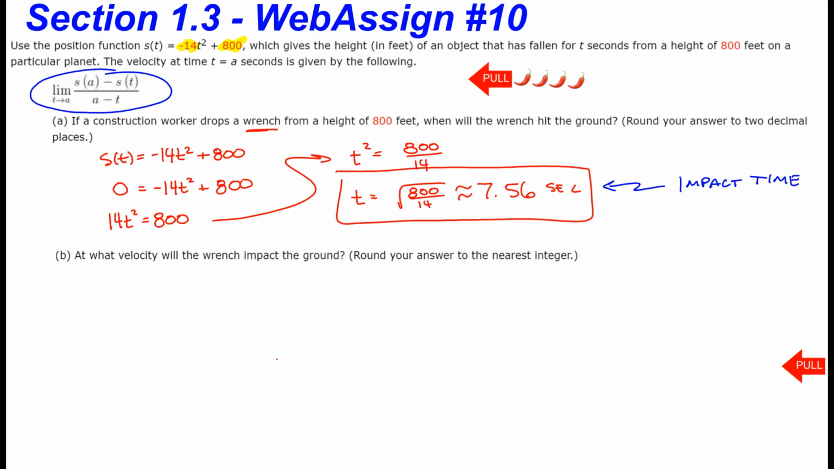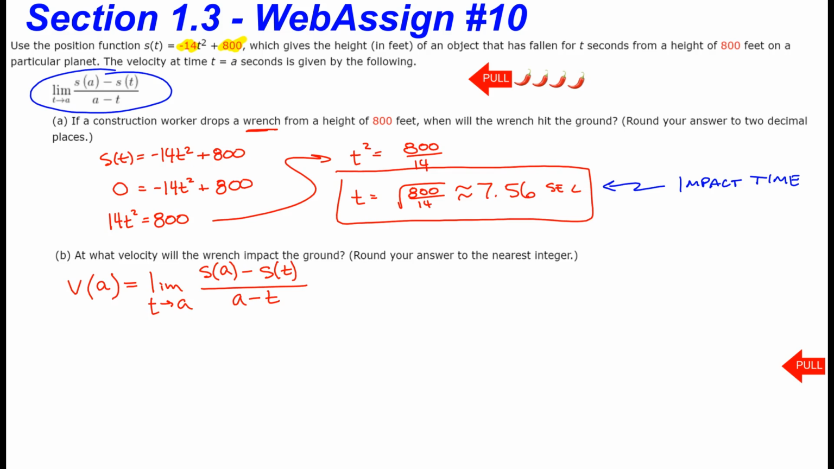So we are given the velocity at time t equals a as a limit. It's the limit of the position at time a minus the position at time t, divided by a minus t. And we're looking at that limit as t approaches a. Okay, so let's see if we can make sense of this.